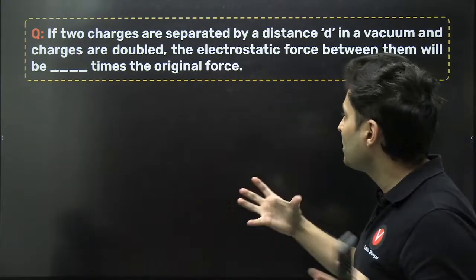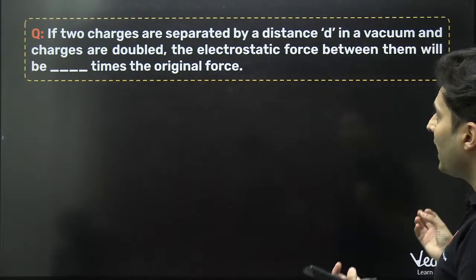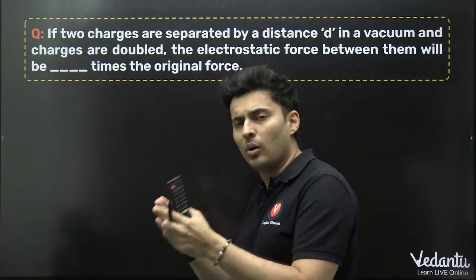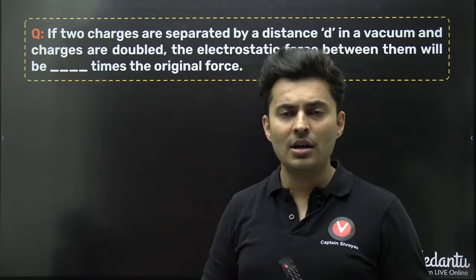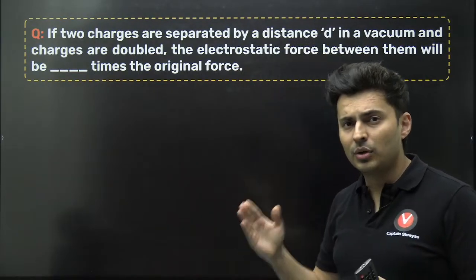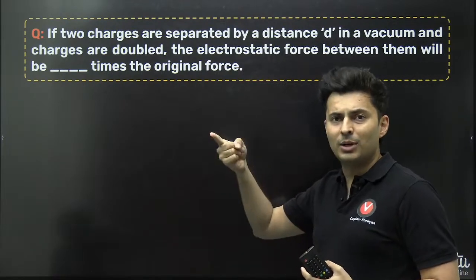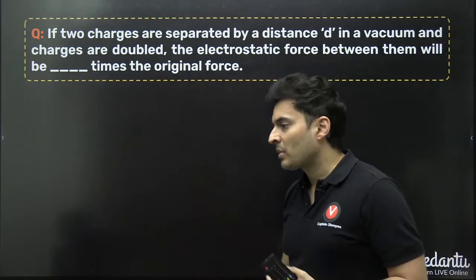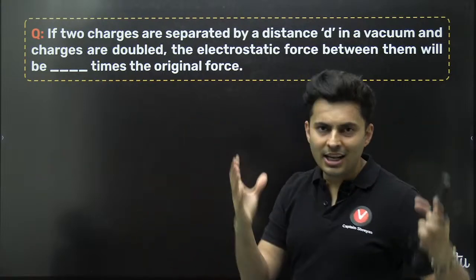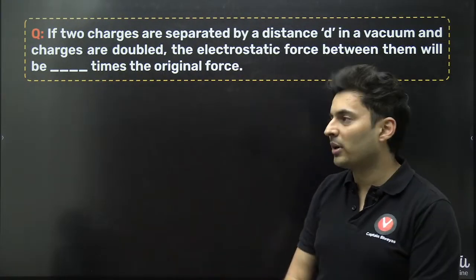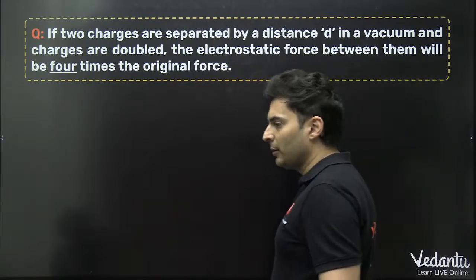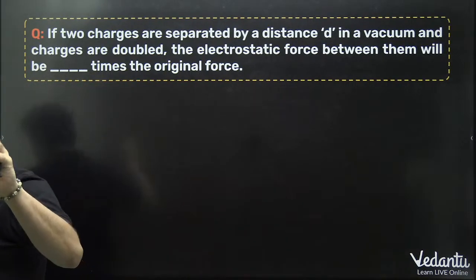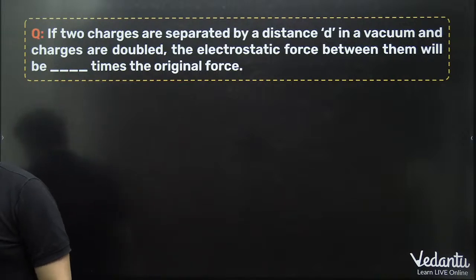Next one. If two charges are separated by a distance in vacuum and the charges are doubled, the force between them will be how many times the original force? Recollect Coulomb's formula. F is Q1 Q2 by R square. Q1 is doubled. Q2 is also doubled. The numerator becomes 4 times, so naturally the force should also become 4 times. Answer is 4. Excellent. Some of you are really quick. No, the answer is not doubled. Answer is 4 times. Yes, very good.